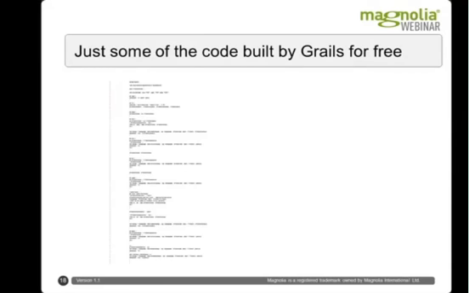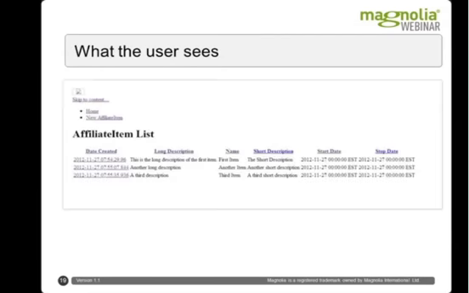And you obviously aren't going to be able to read any of the code here, but this is just an example of some of the code that Grails builds in the background, and it just does all this for free. And then you push the button, and then all of a sudden, this is what the user sees. And this is a page that Grails pops up, and this is the edit page that you can use to edit the list of affiliate items.